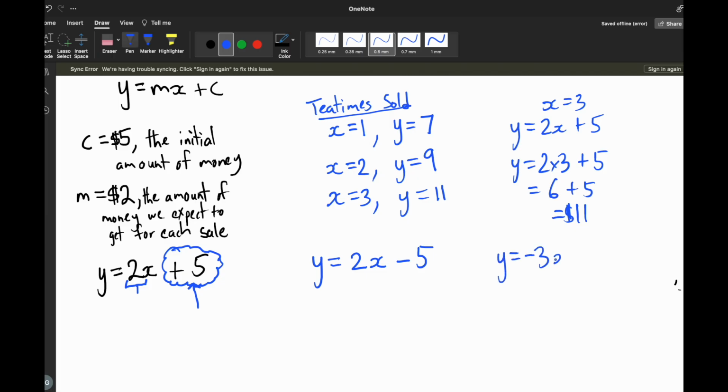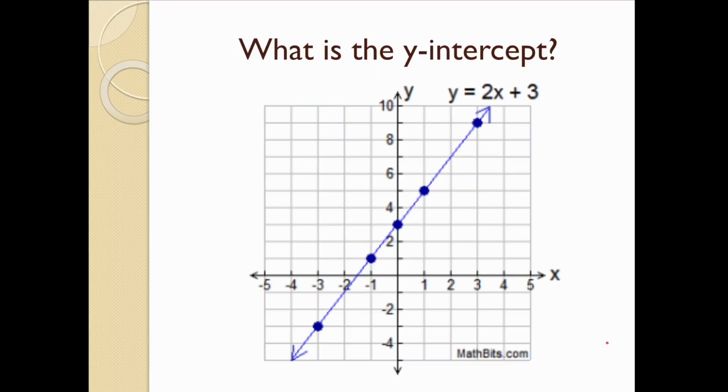So if we had like negative 3x plus 7, for instance, that would mean that what's happening in this case? You're losing $3. You're losing $3 every time, and you're starting off with what? $7. You ain't gonna last long. Yes, that's correct. Looking at this, what is the y-intercept?